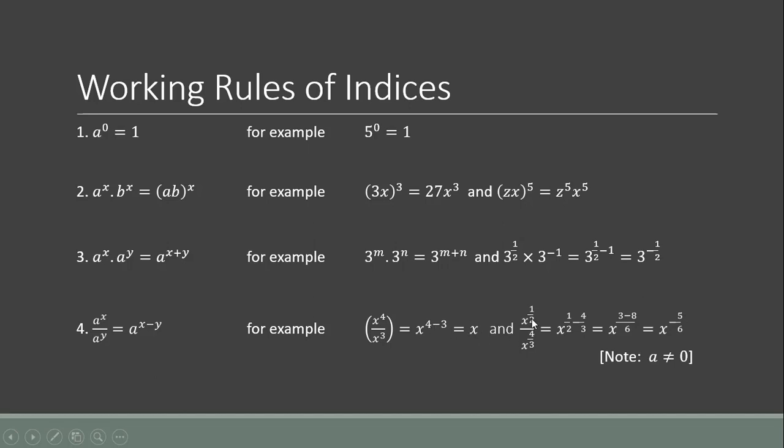And also x to the power half divided by x to the power 4 by 3, you can write x to the power half minus 4 by 3, that results in x to the power 3 minus 8 by 6, equal to x to the power minus 5 by 6. Here we have to note that a cannot be 0, because if a is 0, then this expression will be undefined. To apply this rule, a cannot be 0.